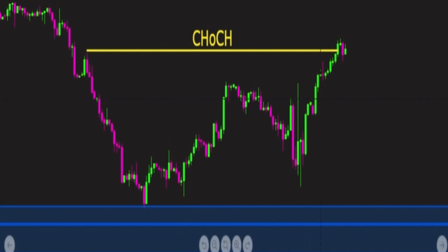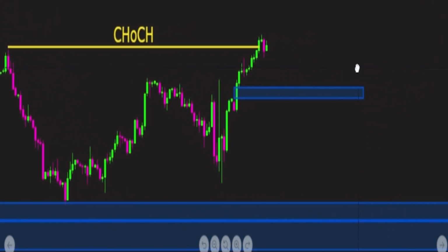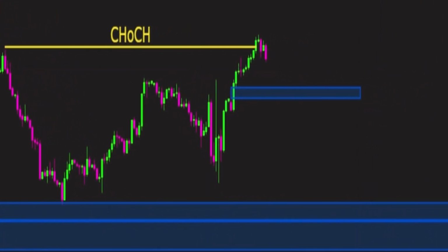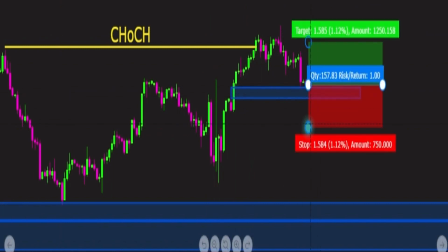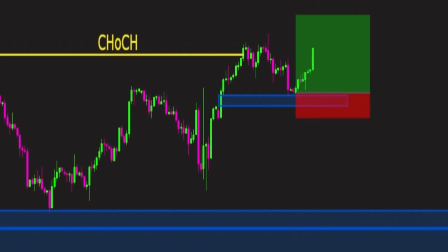Now, we would draw the fair value gap from this bullish inefficient candle that the market created. And then we would wait for the market to reach this fair value gap zone in order to initiate our buy trade in the market. We can see the market reaching this zone, and thus, we would initiate our buy trade from this point. We would keep our risk to reward ratio at 3:1. And as you can see, we ended up making a profitable trade in the market.